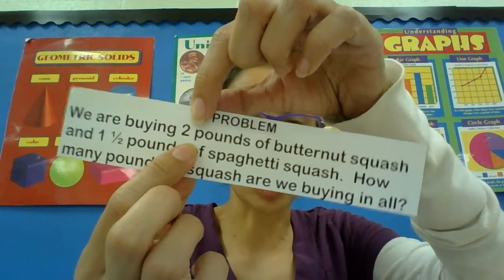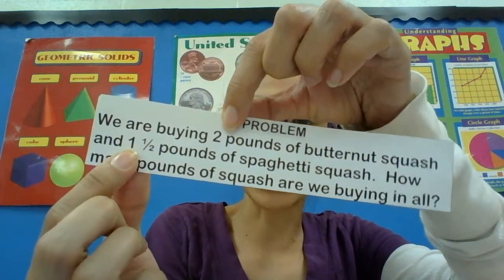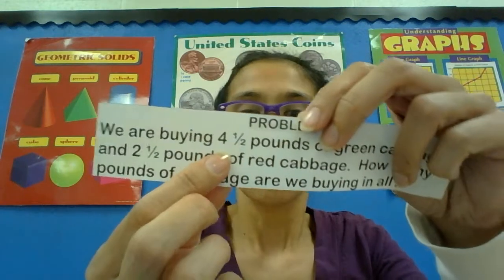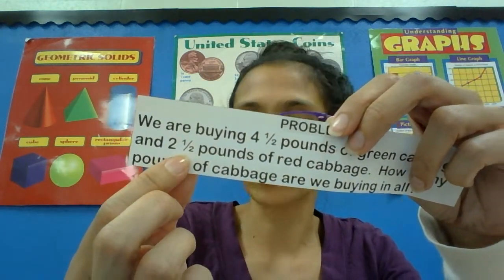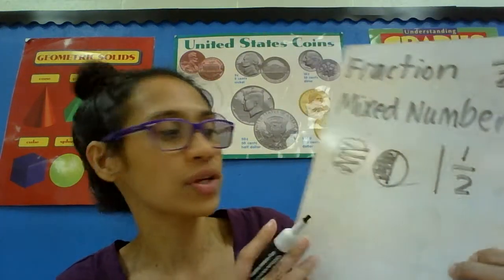And what else do we see? Right here, 2. See, that's just a whole number. And then 1.5, that's a mixed number. And then we have right here 4.5 and 2.5. All right? So, all right. So we have those. Now, do you know? Okay. So, for example, if it was 4.5, it would be what?